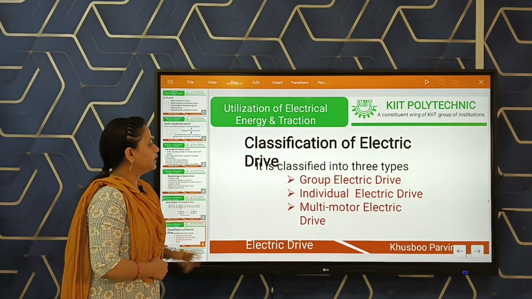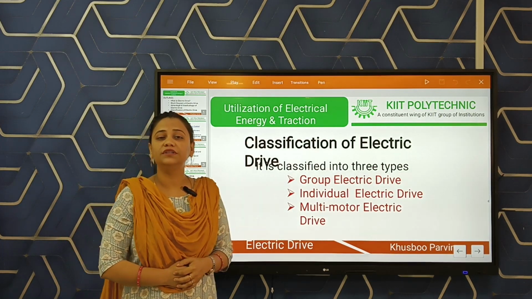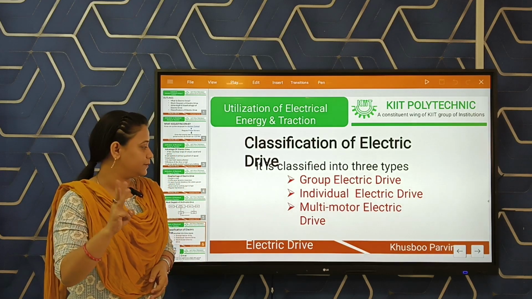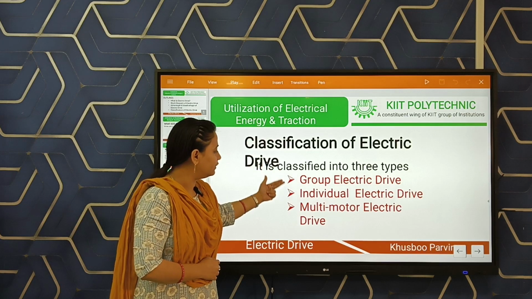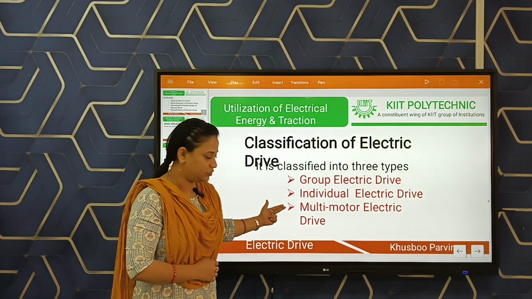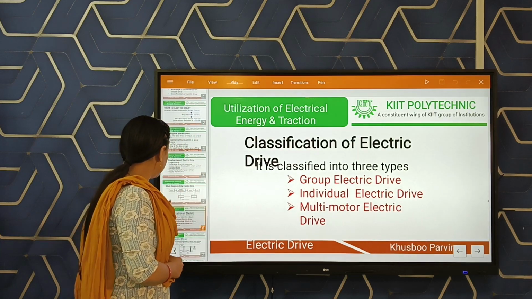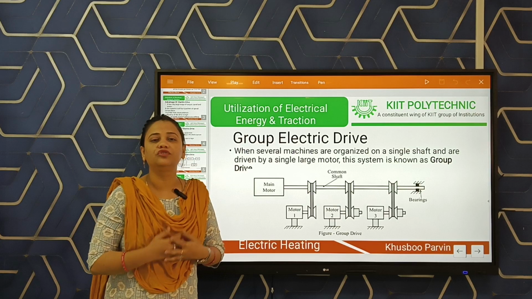Next one is the classification of electric drives. Your electric drive is further classified into three types. One is the group electric drive, another is the individual electric drive, and the third is the multi-motor electric drive. Now, what is group electric drive?